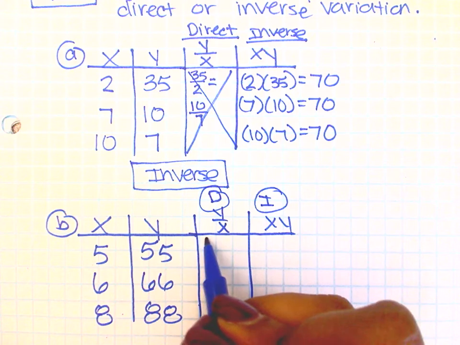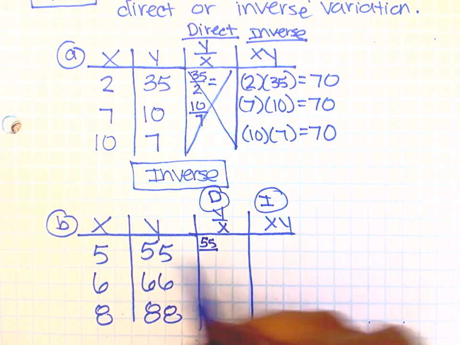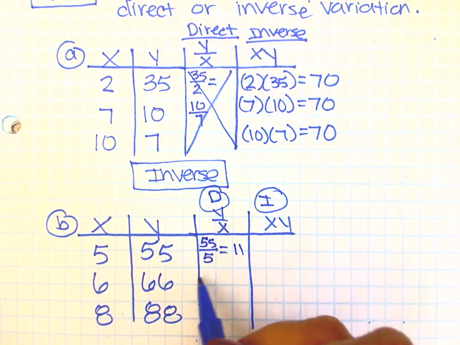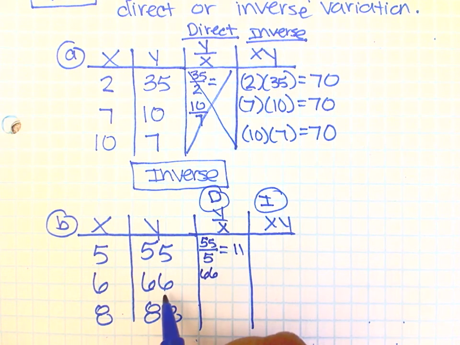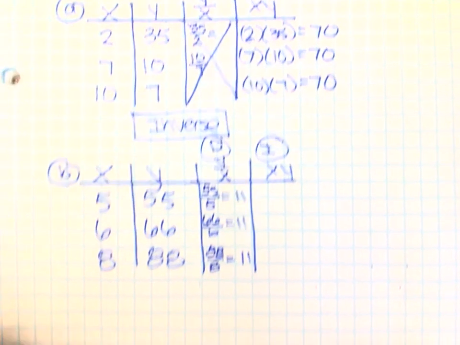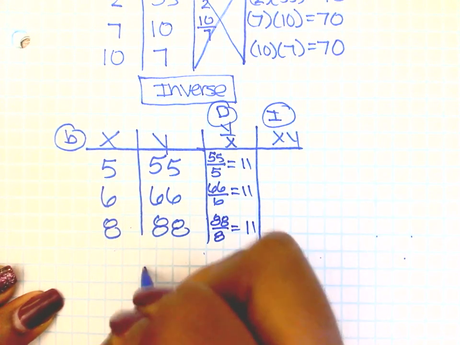Alright, y over x. I have 55, which is y, over x, which is 5. 55 divided by 5 is 11. Okay, let's try the next one. 66, which is my y, divided by 6, which is my x. And that equals? Oh, good. 88 divided by 8 equals 11. So is it direct or indirect? Or inverse? Direct.